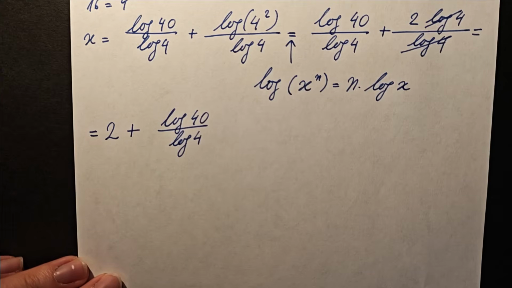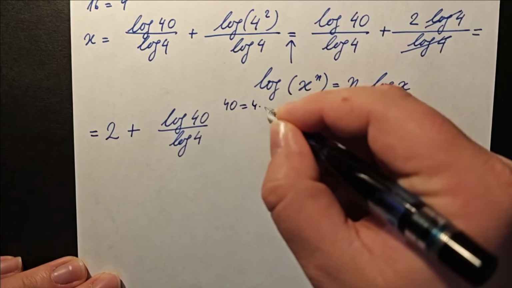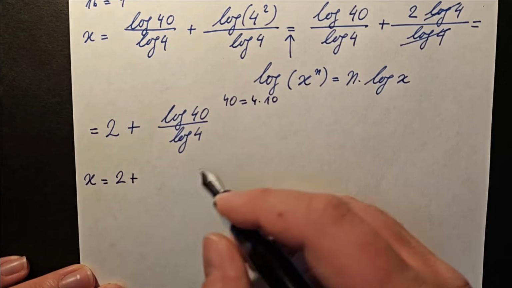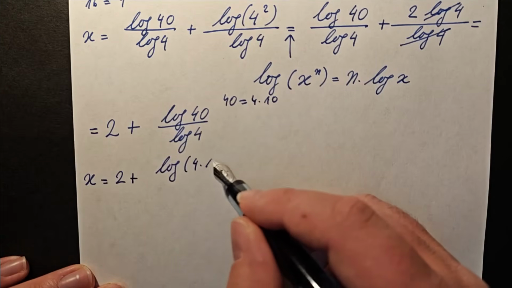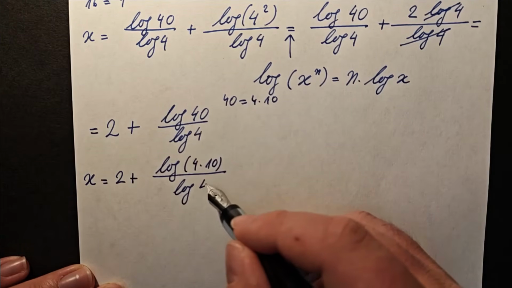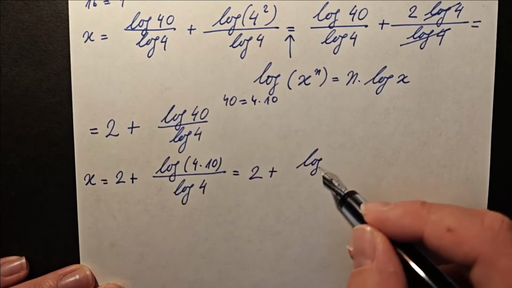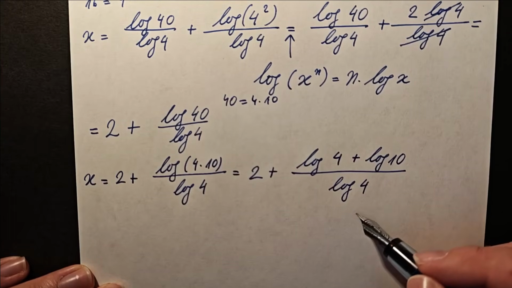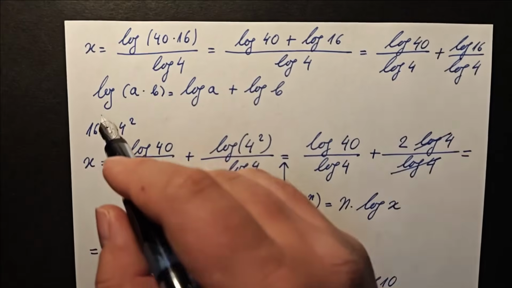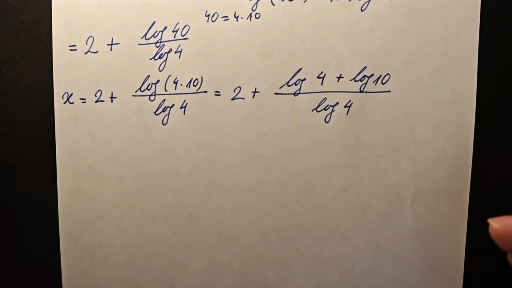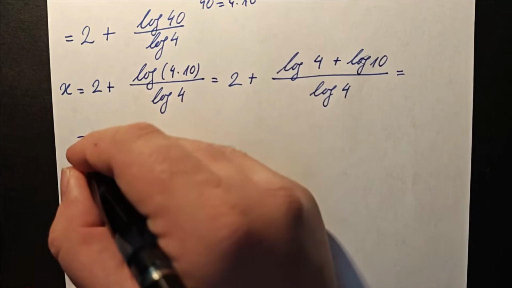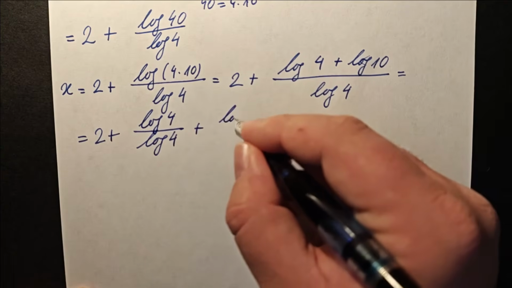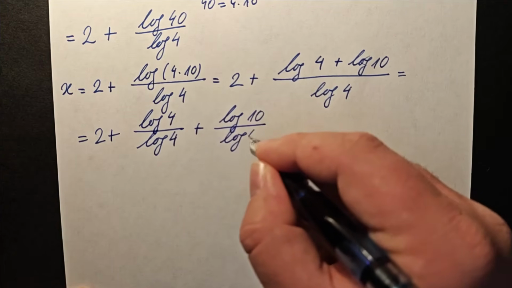At this point, you can notice that 40 is equal to 4 multiplied by 10, and that is what we are going to use next. So x is equal to 2 plus logarithm of 4 multiplied by 10 divided by log of 4, and this is 2 plus logarithm of 4 plus logarithm of 10 divided by logarithm of 4. And of course, I have used this property of a logarithm again. So this is then going to be equal to 2 plus logarithm of 4 divided by logarithm of 4 plus logarithm of 10 divided by logarithm of 4.